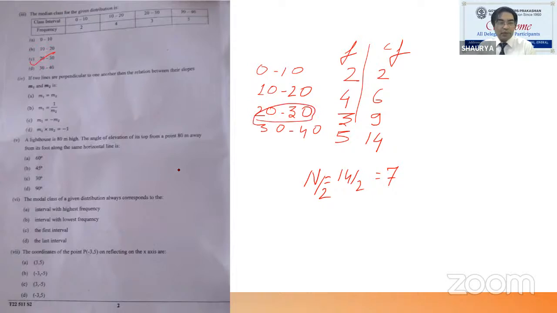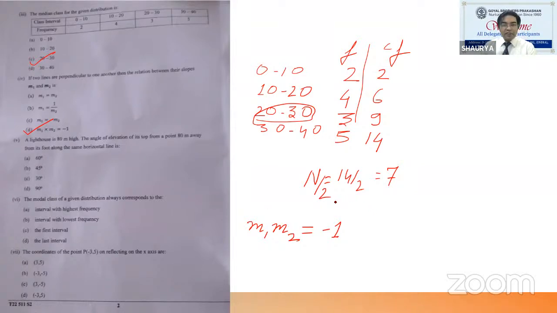If two lines are perpendicular to one another, then the relation between their slopes, it's a standard question. We already know the two perpendicular lines with their slopes as m1 and m2, their product must be -1. So the correct answer out here is option D. Coming to the next question, that is the fifth one.